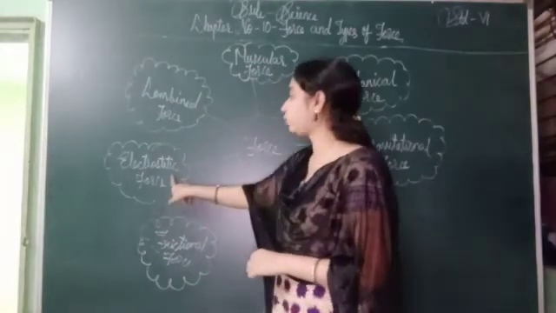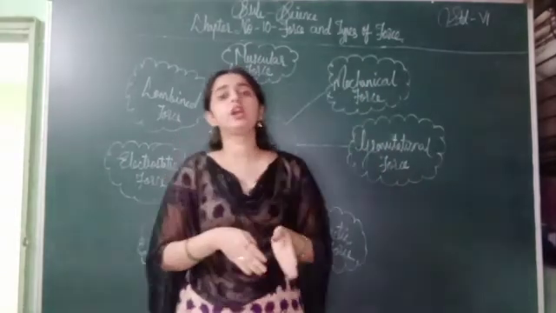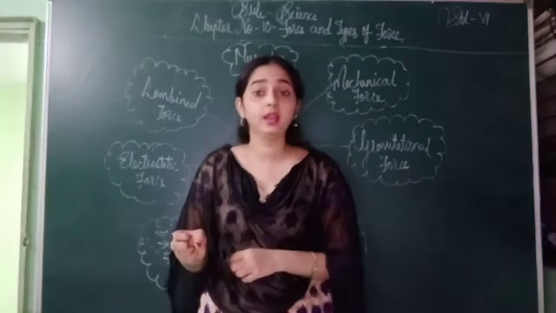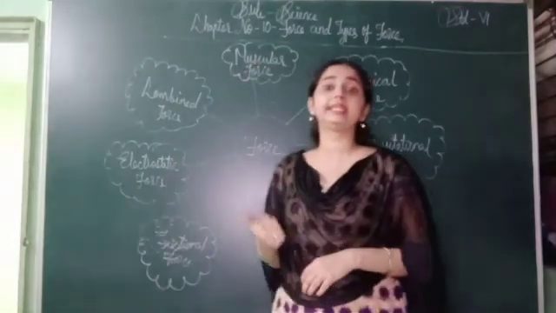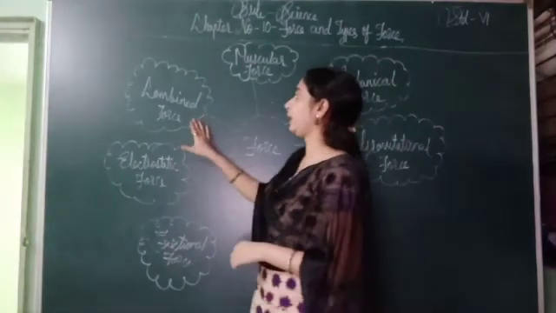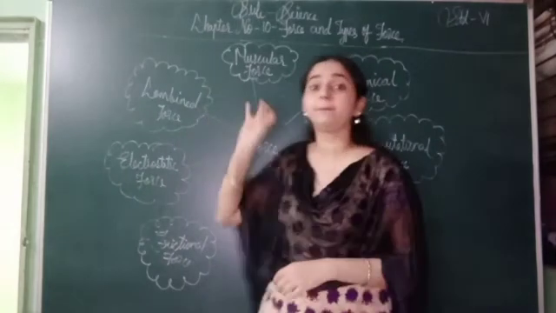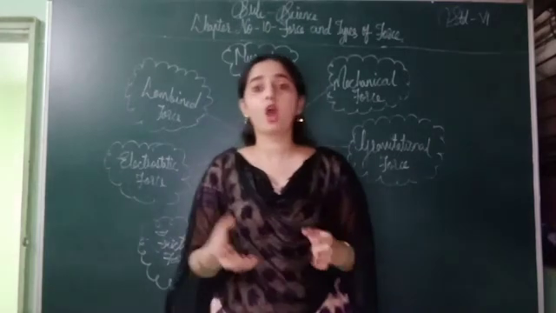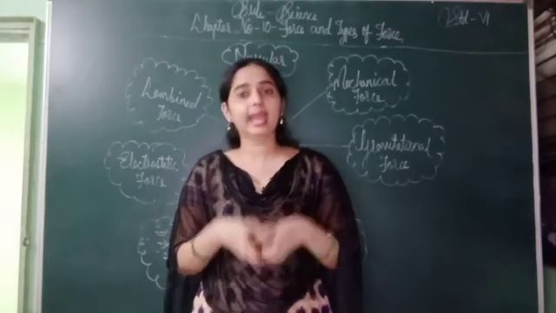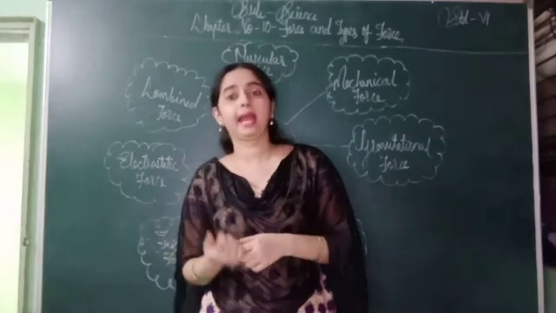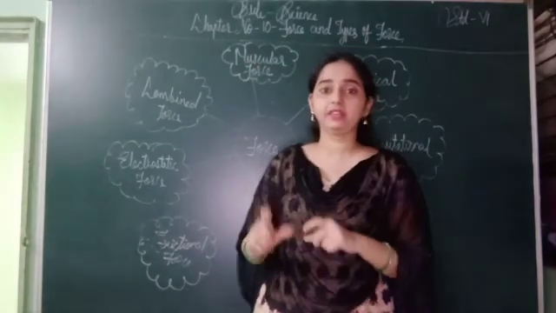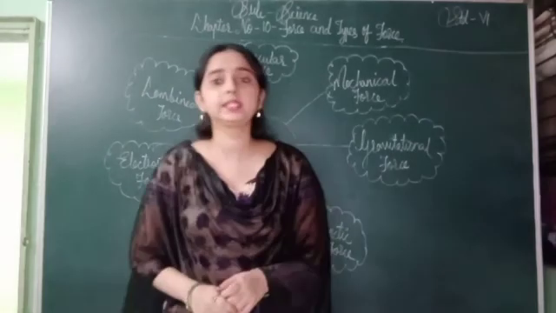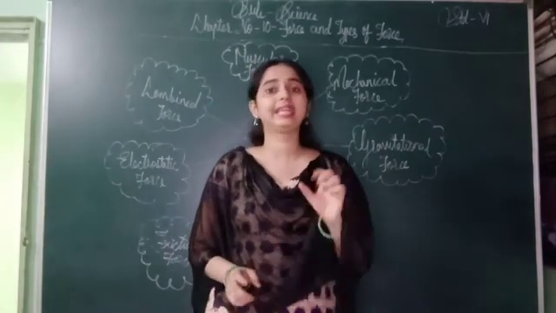Next is electrostatic force. The force created by electrostatic material is called electrostatic force. The last one is combined force. Combined force means one or more types of force acting together is called combined force. So these are the definitions of each type of force. Now let us discuss all these types of forces with examples.